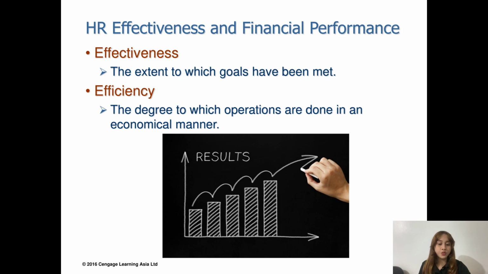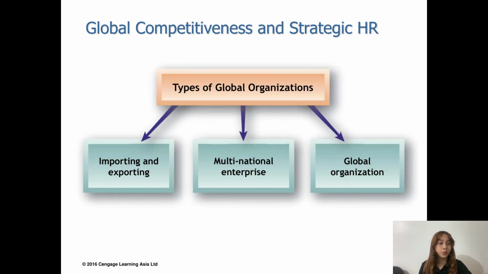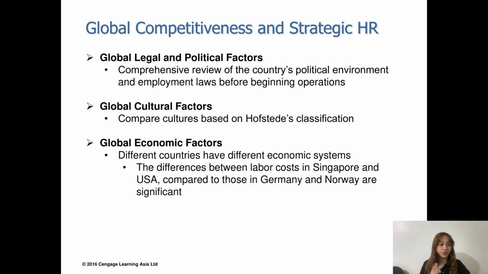Moving on to global competitiveness and strategic HR. So here are the types of global organizations. The first one is importing and exporting. The next one is multinational enterprise. And lastly, the global organization. Now let's talk about the global factors demand affecting an organization. To continue, here's Zeke Acosta.